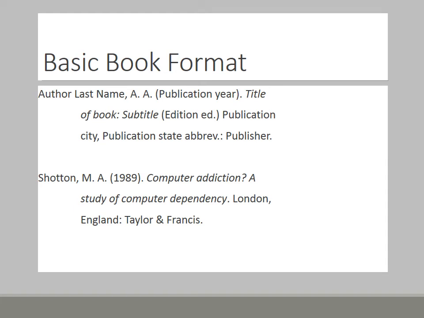This is an example of a basic book formatted APA citation. You always start with the author's last name, comma, then the author's initials. Make sure to space once in between each.